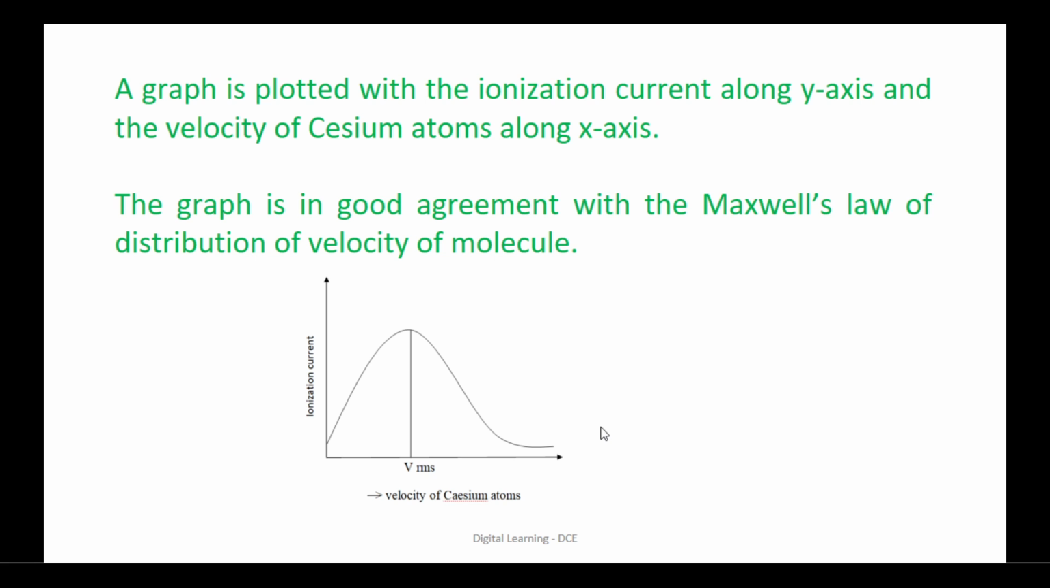So here velocity is nothing but distance from the point D, and ionization current represents the number of cesium atoms on the detecting cylinder. So this graph is exactly similar to the Maxwell's velocity distribution curve. Hence, this result verifies Maxwell's law of velocity distribution.